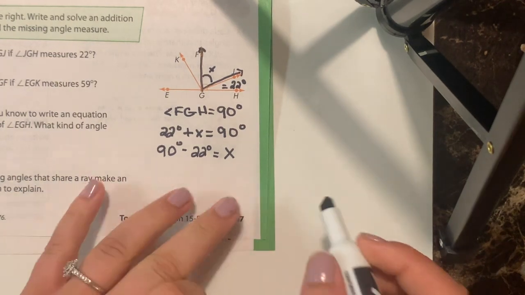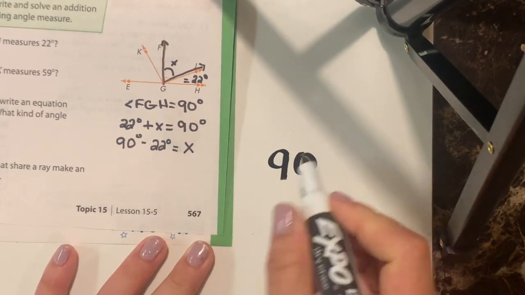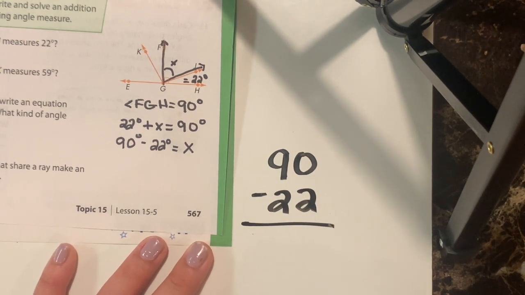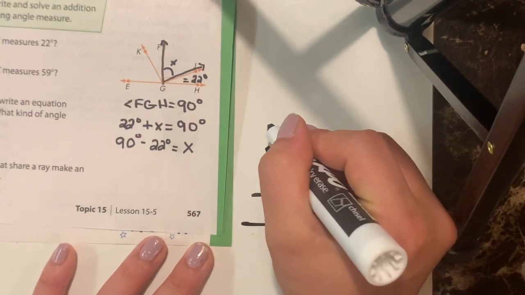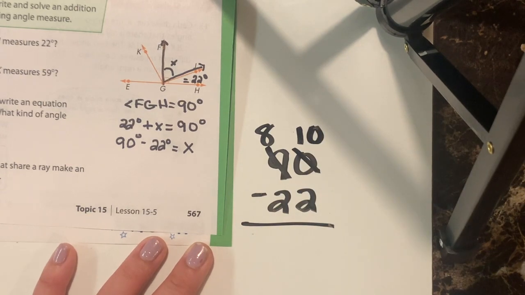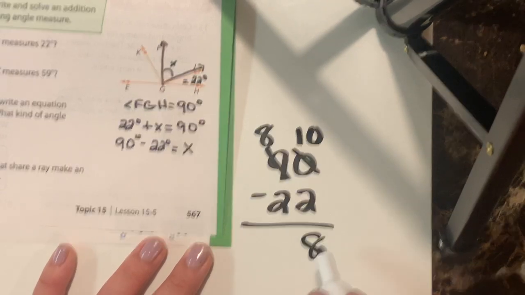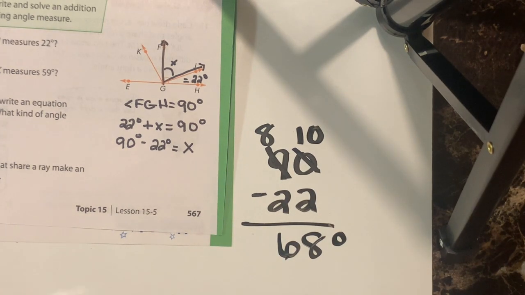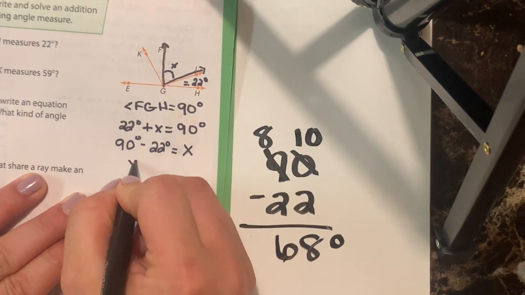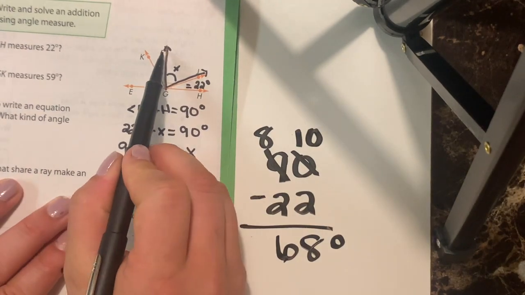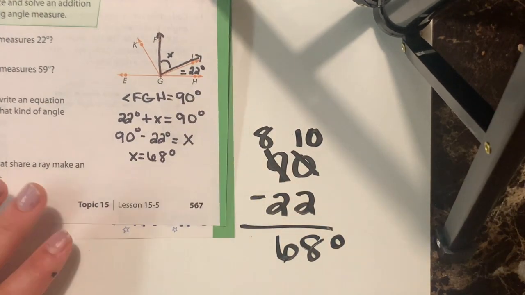I'm going to do my work right here on this whiteboard. I'm going to do 90 minus 22. I can't do 0 minus 2, so I need to borrow from my neighbor, making this an 8, and I'm making this a 10, because I'm adding a group of 10. So 10 minus 2 is 8, and 8 minus 2 is 6. So my answer is 68 degrees. X equals 68 degrees, so angle FGJ equals 68 degrees.